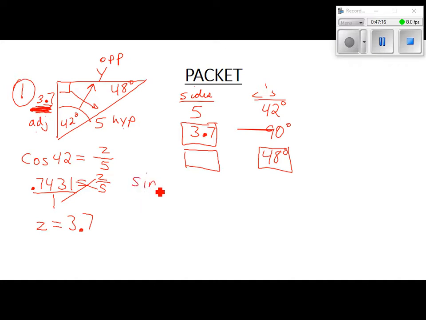So we do the sine of, what's our angle? 42 equals what over what? Y over 5. 0.6691 equals Y over 5. See, I use trig ratios all the time. I never use Pythagorean's theorem. We cross multiply, what do we get here? Y. What do you get when you cross multiply that one? 3.3. So how long is that side over there? 3.3.